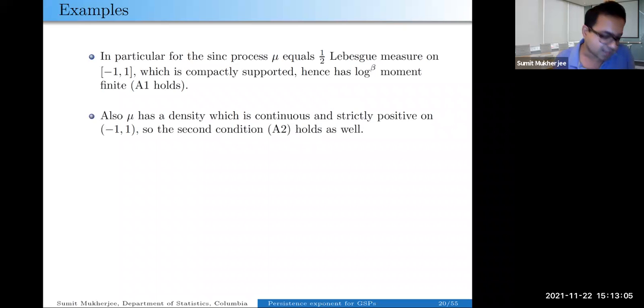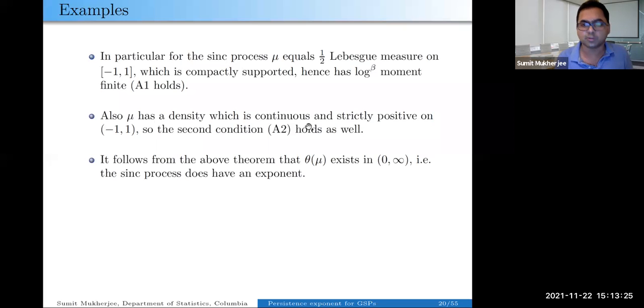Another type of assumption is the one near 0. You want mu prime of 0 to exist, but in this case, mu has a density which is continuous and strictly positive in an interval near 0. And so the second condition holds as well. The limit is actually 1 or half, I think. The density is actually half. So the two conditions hold, and therefore the exponent exists and it's in (0, infinity), because you have a non-singular component. Here the whole measure is non-singular. So the sine process has an exponent.